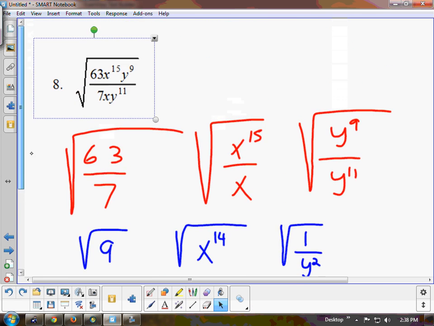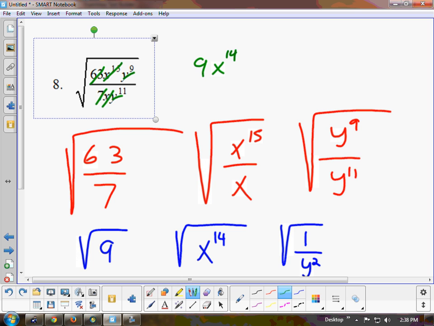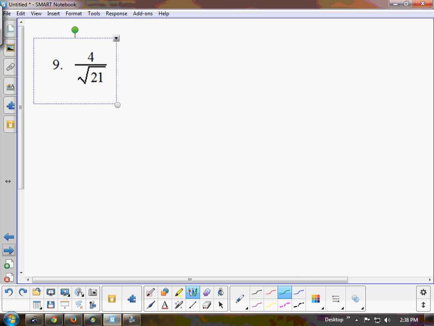So you want to reduce first. I mean, you could reduce here. 7 goes into 63 9 times. 1x goes into 15x's 14 times. And 11y's goes into 9y's 2 times. And you're taking the square root, so now you're going to take the square root of the top, which is 3x to the 7th, and the square root of the bottom, which is just y. So that's a quick question.